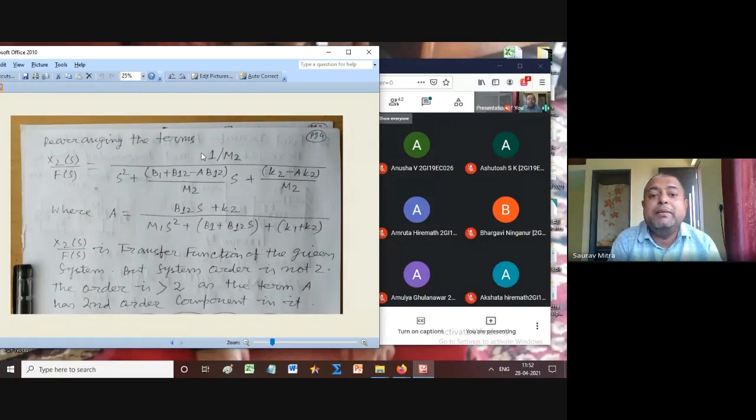Last thing: what is 1 by m2 called? 1 by m2 is called a DC gain. So it is a pure DC gain. Just by controlling the m2 value, keeping m2 small, we can have a big gain from the system. DC gain means it does not have any s component in it. It is not a function of frequency. So 1 by m2 is called a DC gain.